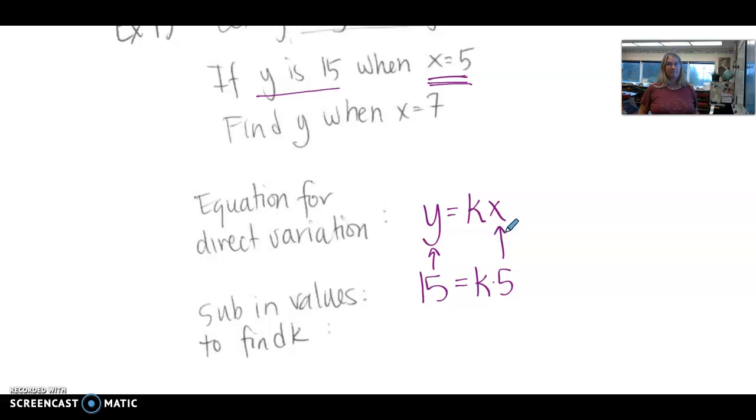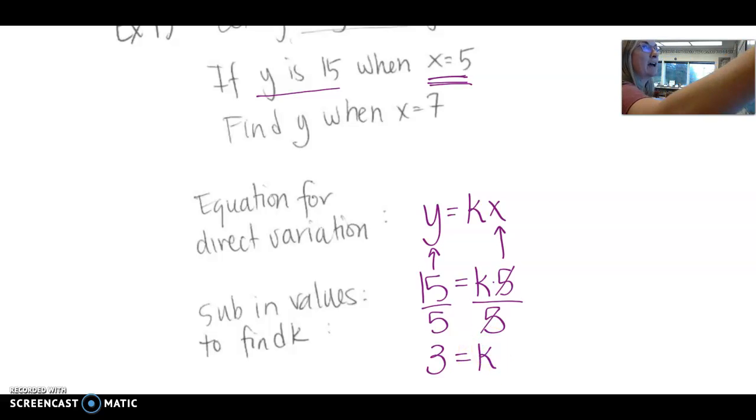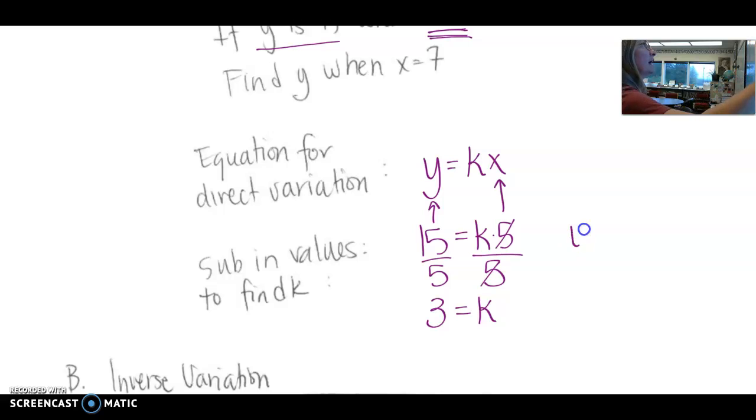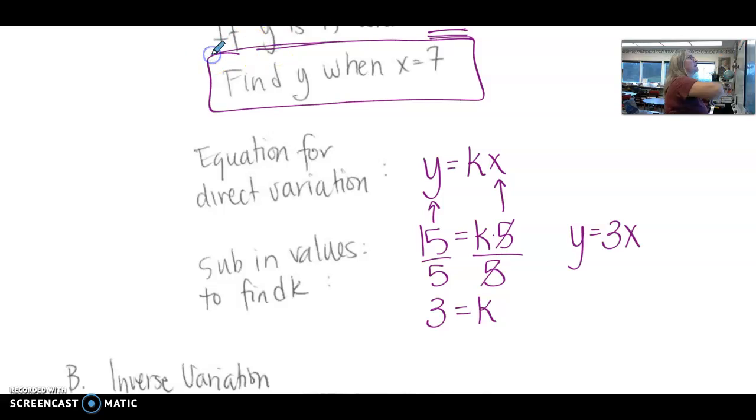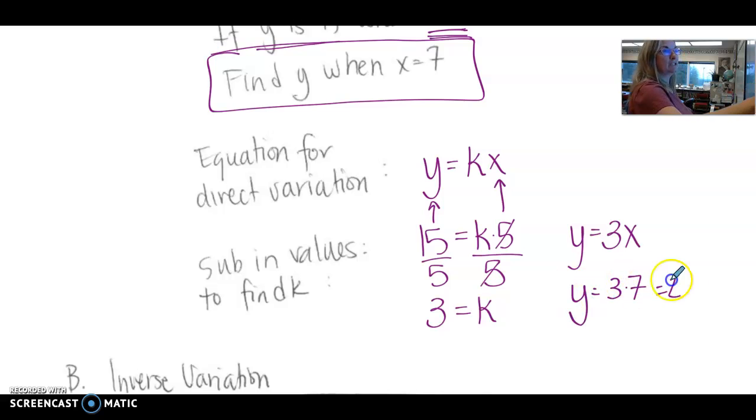Now we're going to solve for k, and that's simply divide by 5 on both sides, and we get 3 is equal to k. So now we have our equation, y equals 3 times x. So for this scenario, the value of k, the constant of variation, is 3. And we found that out from the given information. Based on that, we're now going to use our equation and find y when x equals 7. So we substitute in 7 for x, and we get 3 times 7, which is 21. So the answer is y equals 21 when x equals 7.